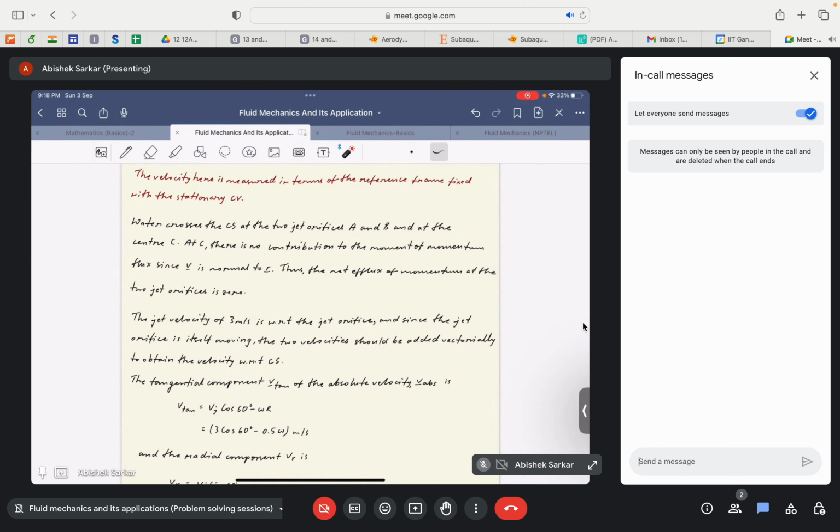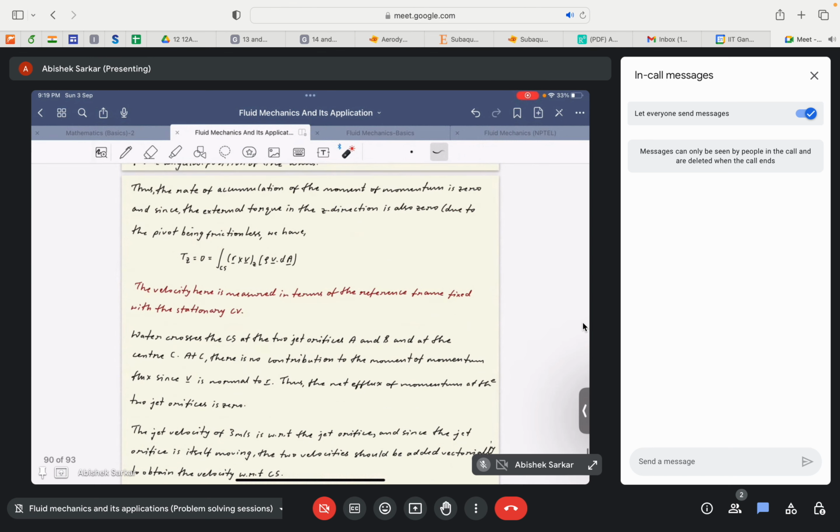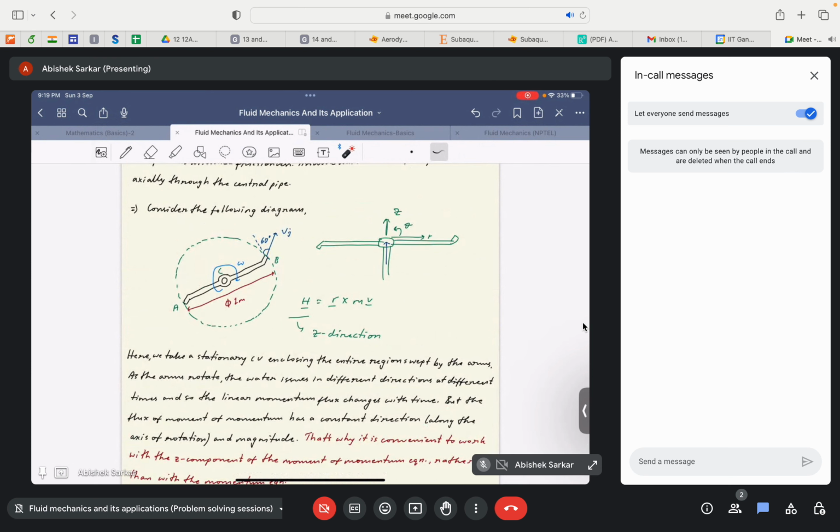Of course we have chosen our control surface to be stationary. So the velocity at which this liquid jet comes out of the exits of the sprinklers is 3 meters per second. Since the jet orifice is itself moving, the two velocities should be added vectorially to obtain the velocity with respect to the control surface. The velocity that is given here is a jet velocity. Let me go back to the diagram. So 3 meters per second is actually the velocity with which this jet comes out of the exit of the sprinklers with respect to a stationary control surface.